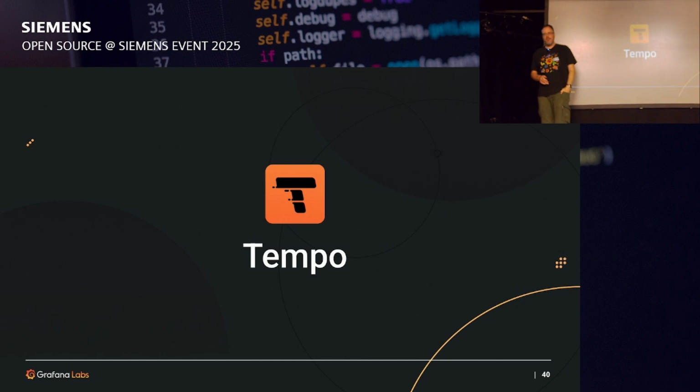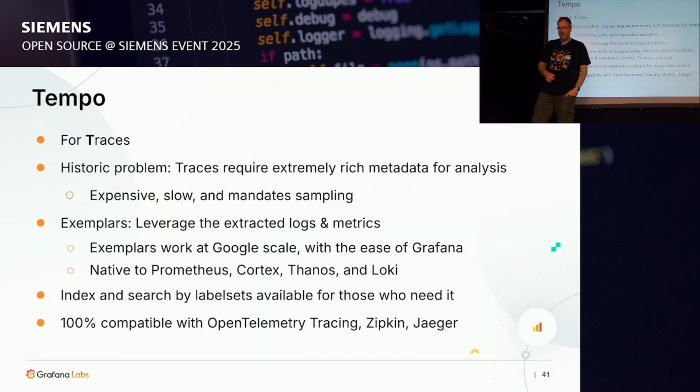Tempo for traces, again from the LGTM. The traces, along with profiles, is an example of full story. So you get the most data out of it at the highest cost. Historically, a lot of projects, a lot of vendors will have told you you need to put the absolute maximum amount of metadata on your traces for them to be useful. And then they do automated analysis and everything and tell you this is the golden path.